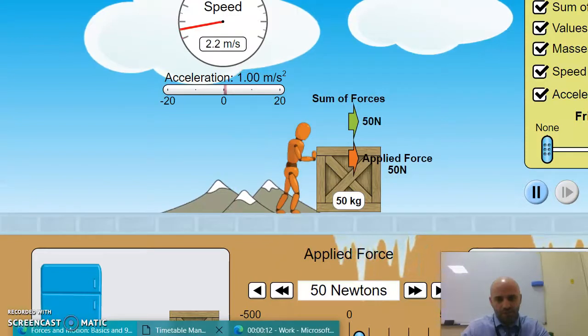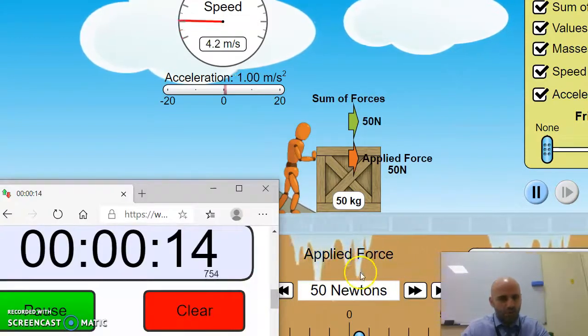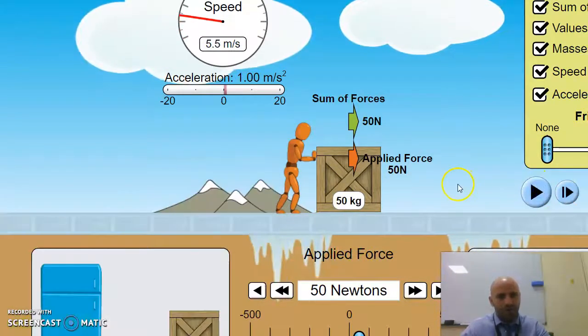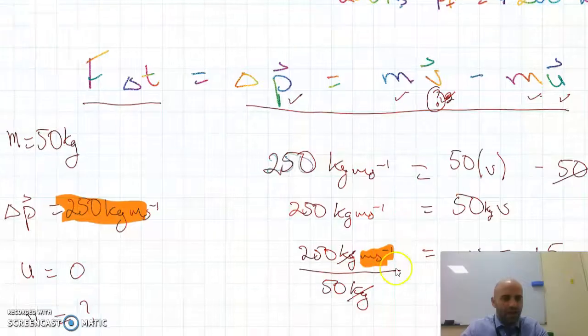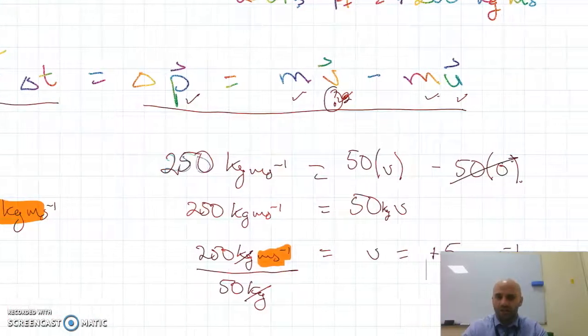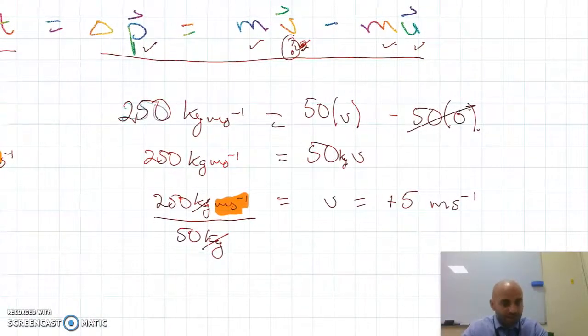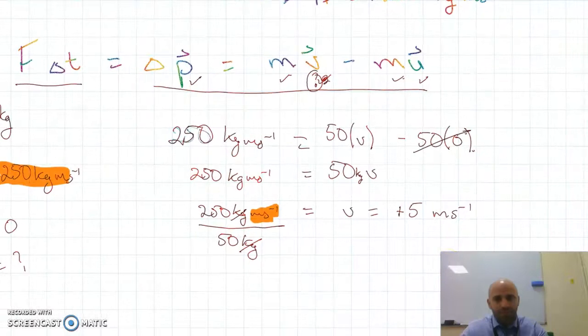1, 2, 3, 4, 5. Okay, not bad, not bad. I got to 5.5 meters per second was my time, and my calculation said that I should have got 5 meters per second. So I didn't do too bad. Still, that's just down to do with my own reaction time to be able to press the buttons on these things.